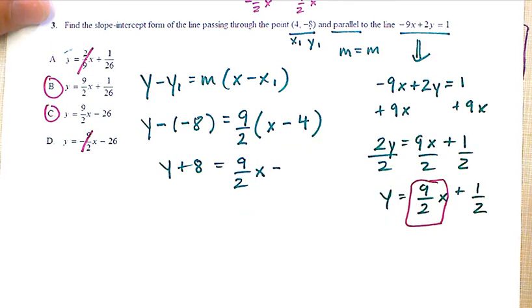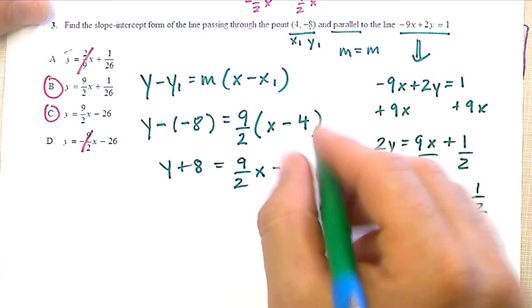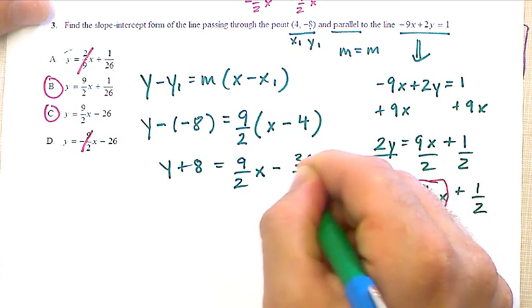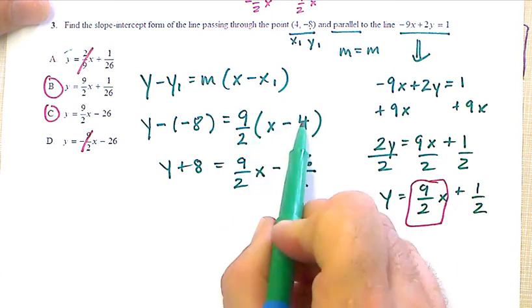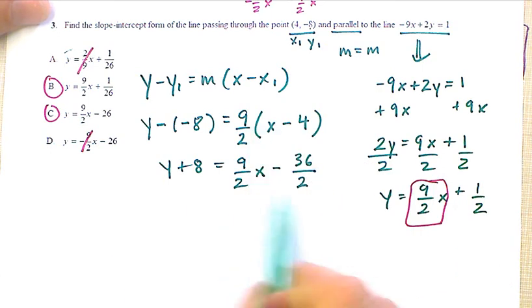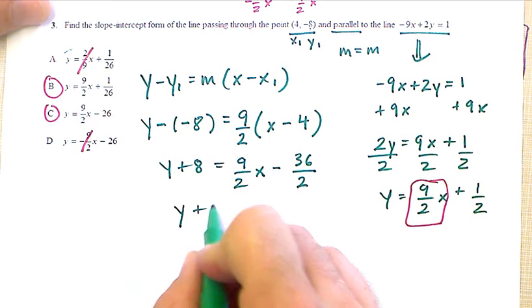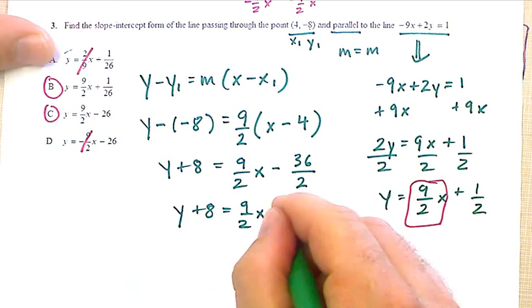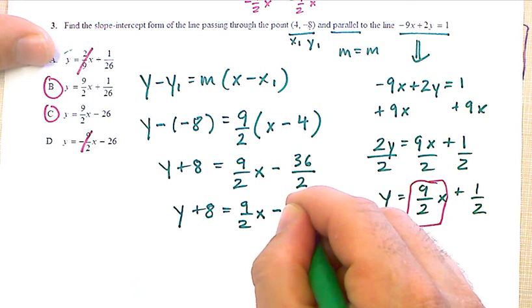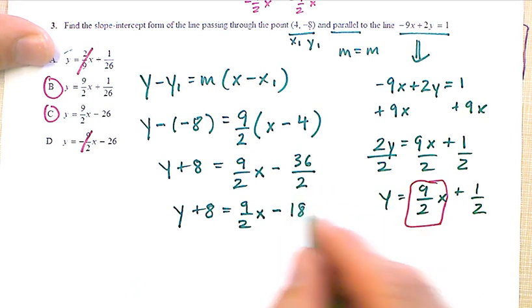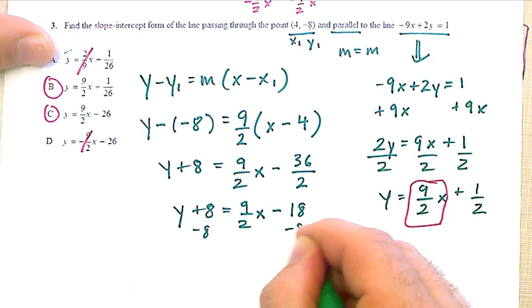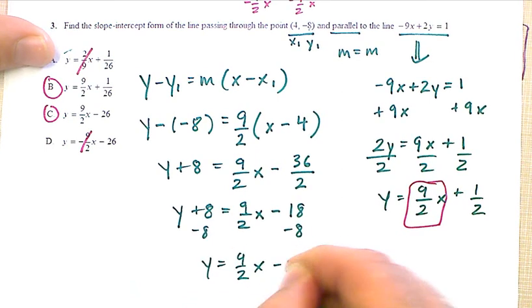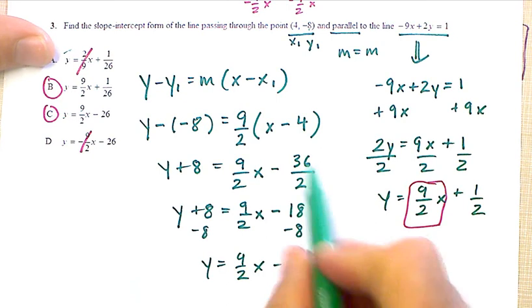And then we're going to have a 36 over 2. I did 9 times 4 over 2. So actually we get y plus 8 is equal to 9/2 x minus 18. Subtract 8, y is equal to 9/2 x minus 26. This 36 divided by 2 is 18, that's what I got there.